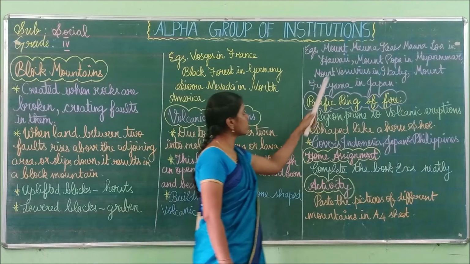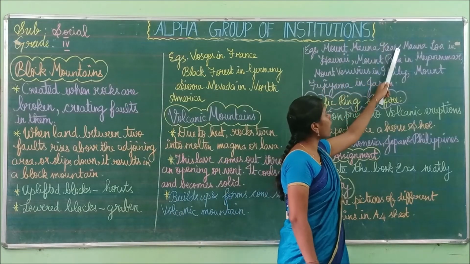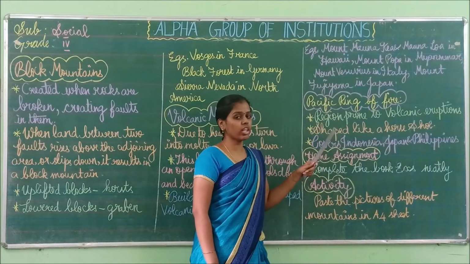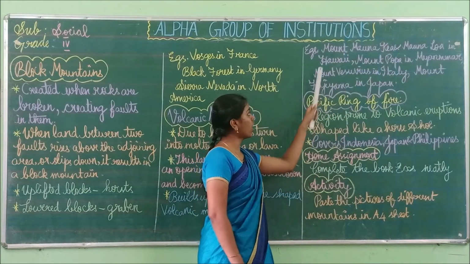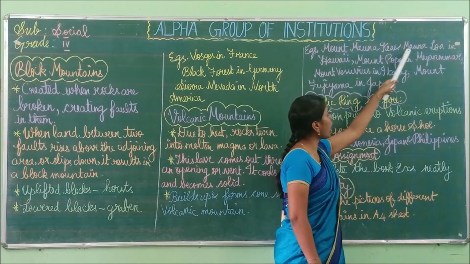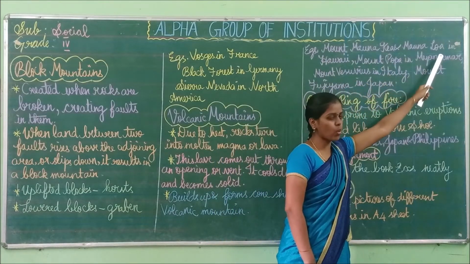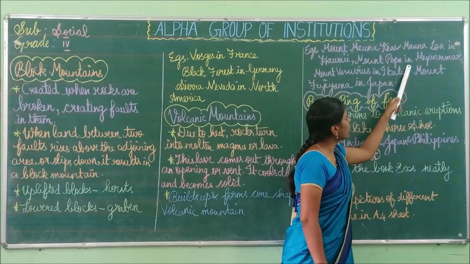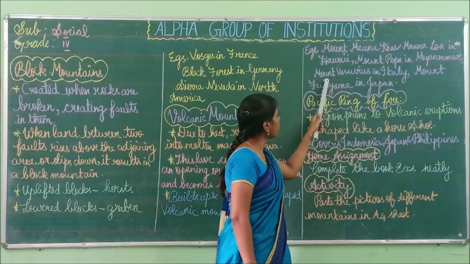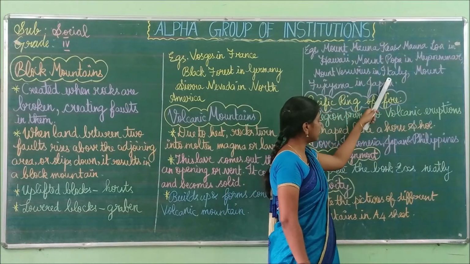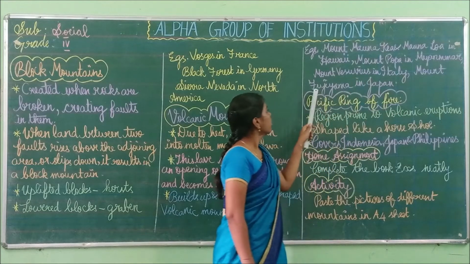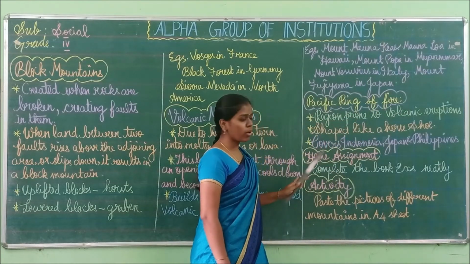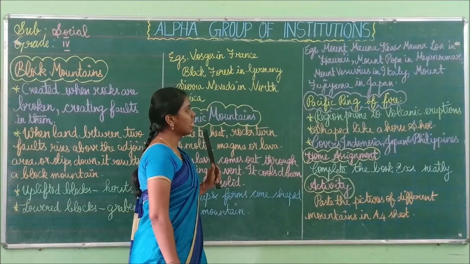Examples of volcanic mountains are Mauna Kea and Mauna Loa in Hawaii. Then Mount Popa in Myanmar. Then Mount Vesuvius in Italy and Mount Fujiyama in Japan. So these are some of the volcanic mountains.